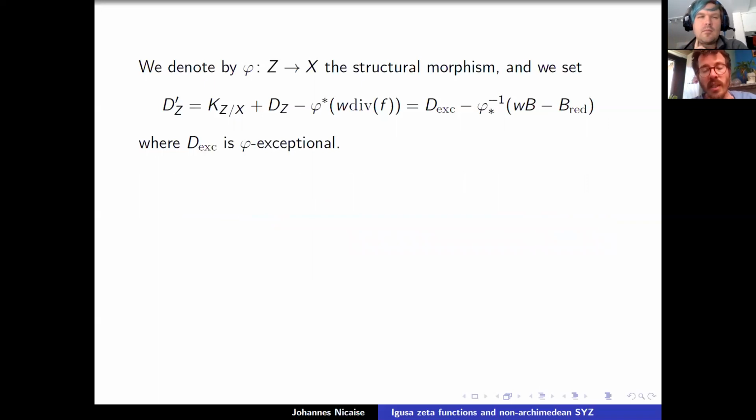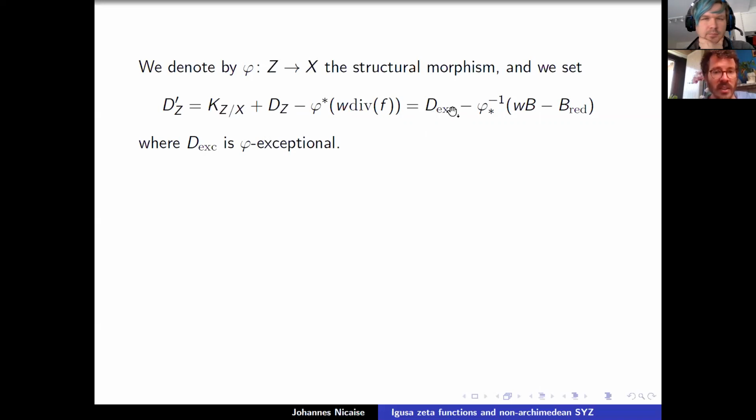So since we have run an MMP over X, the end product Z is still a scheme over X. And then we define a new divisor, D_Z prime, on Z in the following way. We take the relative canonical divisor of Z over X, we add the divisor D_Z, which appeared in the end product of our MMP, and then we subtract the pullback to Z of W times the divisor of F. And now we can study the coefficients of the components that appear in this sum.